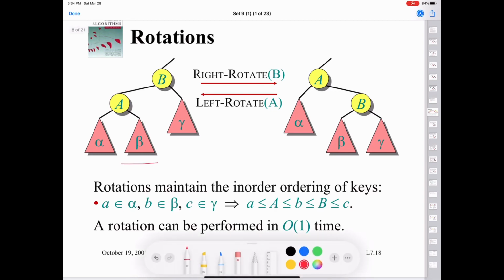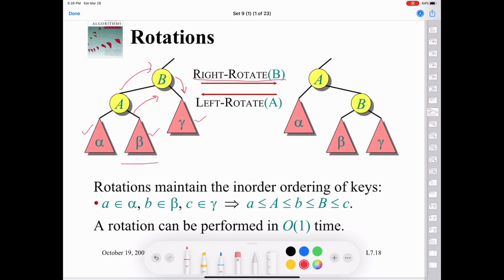So here on your left, you have a figure where B is at the root of the subtree, and then it has a left child, which is A, which has two subtrees, alpha and beta, and on its right, it has the subtree, which is gamma. So what is going to happen is, let's try to right rotate B. Now when you right rotate B, what is going to happen is B is going to move down like this. A is going to move up to take B's position, and beta is basically going to now become a child of B. So this is what is happening.